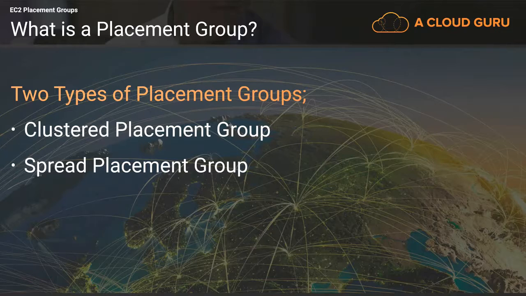Whereas spread placement groups is where you've got really important EC2 instances, and you want them on individual pieces of hardware. You don't want your critical EC2 instances to be on the same hardware. So by using a spread placement group, you essentially are guaranteeing that they are on separate pieces of hardware.